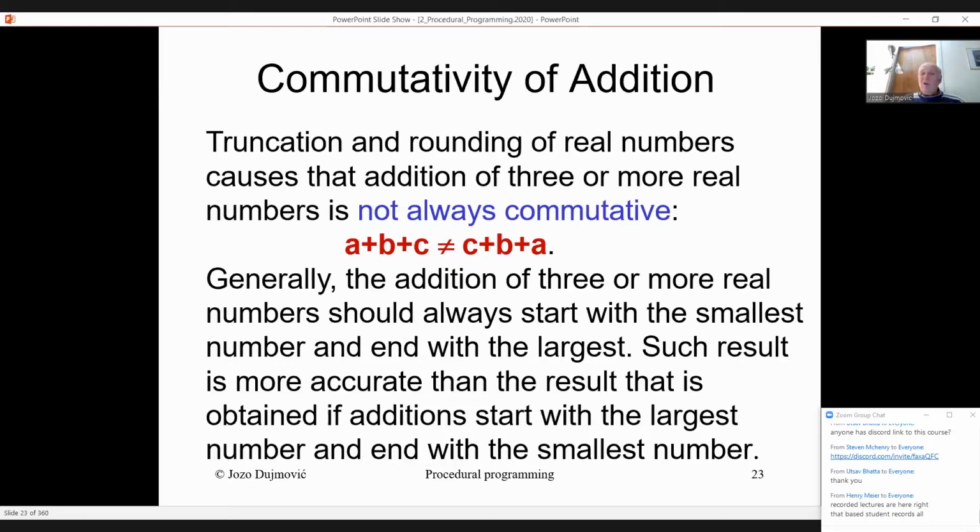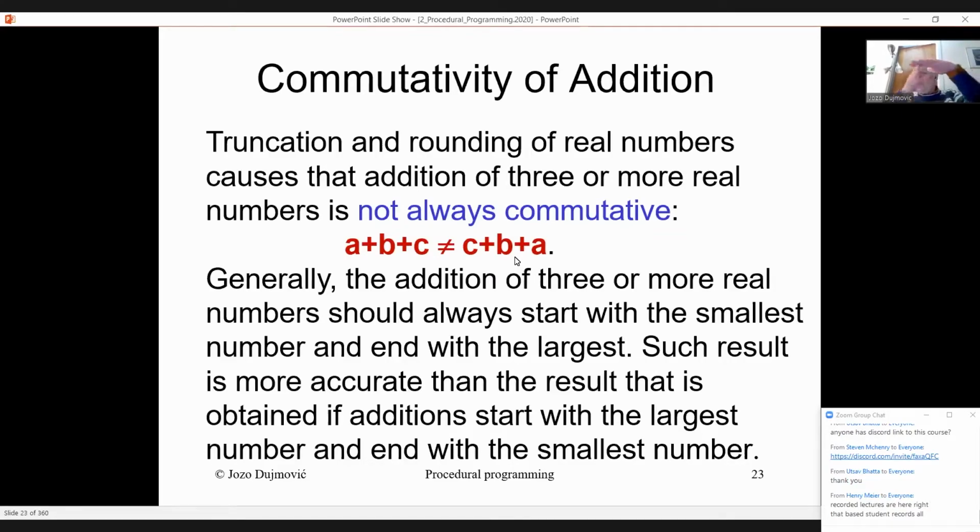Well, this is not the case in computer systems. In computer systems, only if you add 2 numbers, you are always going to get the same result. But if you add the third one, then it depends on the order of additions. What are the first 2? In what order is this going? So if you go a plus b and then c, this is different from c plus b and then a. So what is the reason?